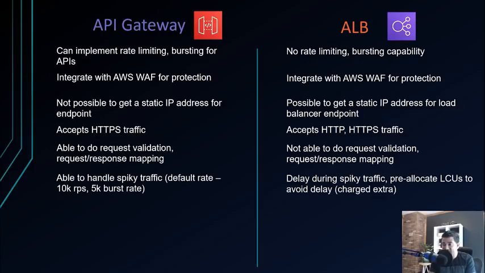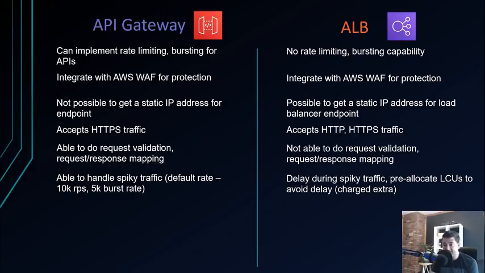So API Gateway is able to handle spiky traffic. Both can auto scale up and scale down. That's not a problem. But if the traffic goes up super fast, API Gateway is a little faster to respond because of the nature of the underlying infrastructure. The default rate is 10,000 RPS, requests per second, and it can immediately allocate up to 5,000 burst rate.